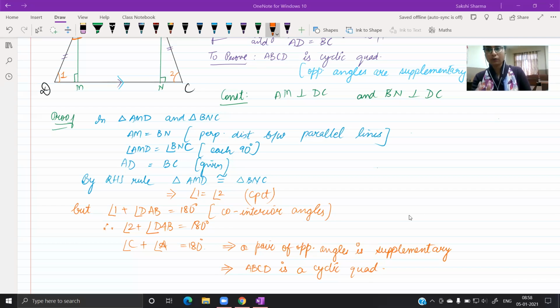I hope it's clear. So we have the congruence of the two triangles on either side, AMD and BNC. Once you have the congruence, you get angle D equals angle C. After that, you just use the property that one pair is co-interior angles. You can take D with A or you can take C with B, and then replace the angles which you've taken equal, angle 1 and angle 2.